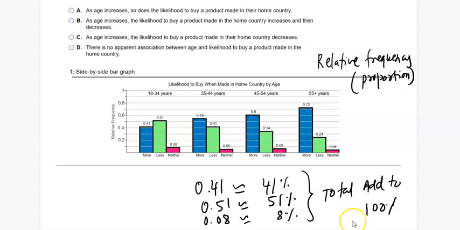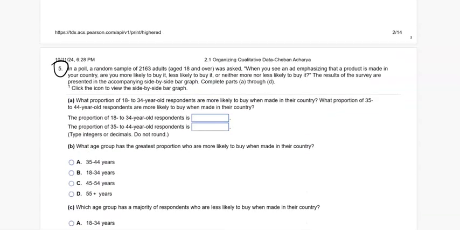Similarly, you have other groups of people who are less likely to buy it, more likely to buy it, or neither. So you have this relative frequency distribution chart here. It is called a relative frequency distribution because this way you have the categories of the data, and this way you have the relative frequency.